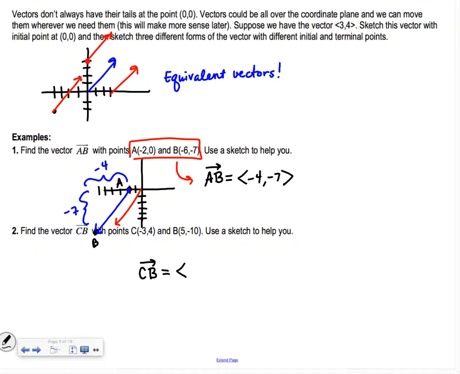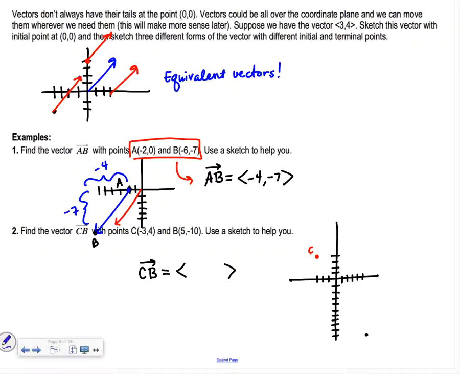Guesses on what? What do you think this new vector will be? So we can sketch it out. It's fine if you need to sketch it out. So I have -3, 1, 2, 3, 4. So that's my initial point right there, C. And then it goes to 5, -10. So it goes down there.